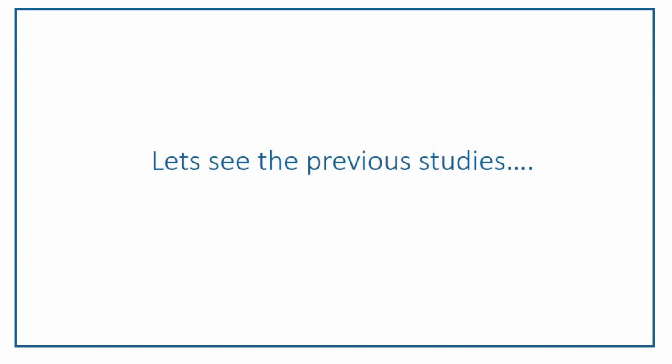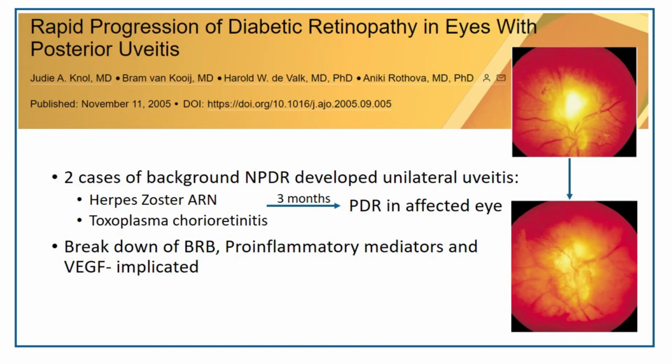So let's see what the previous case reports say. First, the case series presented by Noll et al. It presents two cases of background NPDR who developed unilateral uveitis, a patient each of herpes zoster acute retinal necrosis and toxoplasma chorioretinitis. Both of these patients had non-proliferative diabetic retinopathy and were followed up for 3 months. Proliferative diabetic retinopathy developed in each of the eyes with uveitis. In this article, they again implicated breakdown of the blood retinal barrier, pro-inflammatory mediators, and vascular endothelial growth factors.